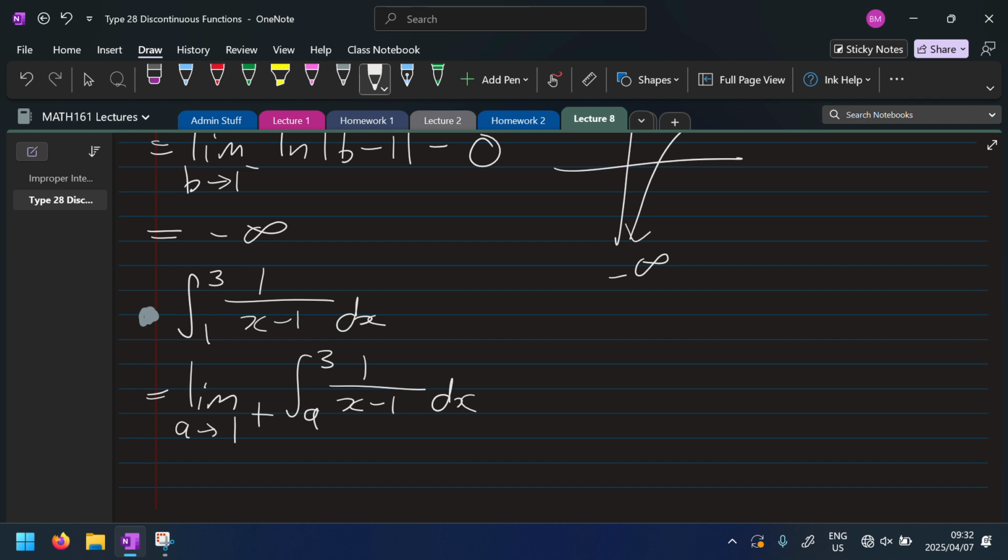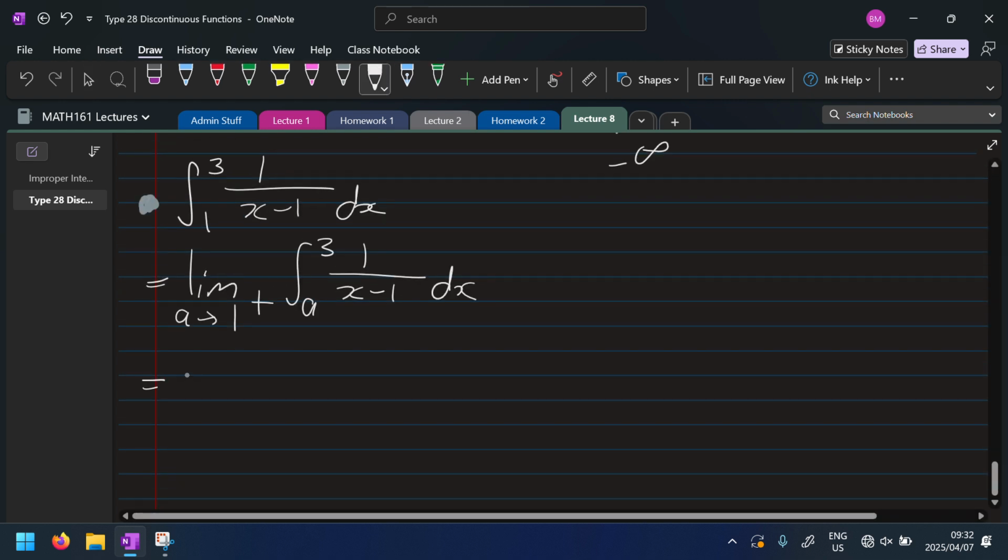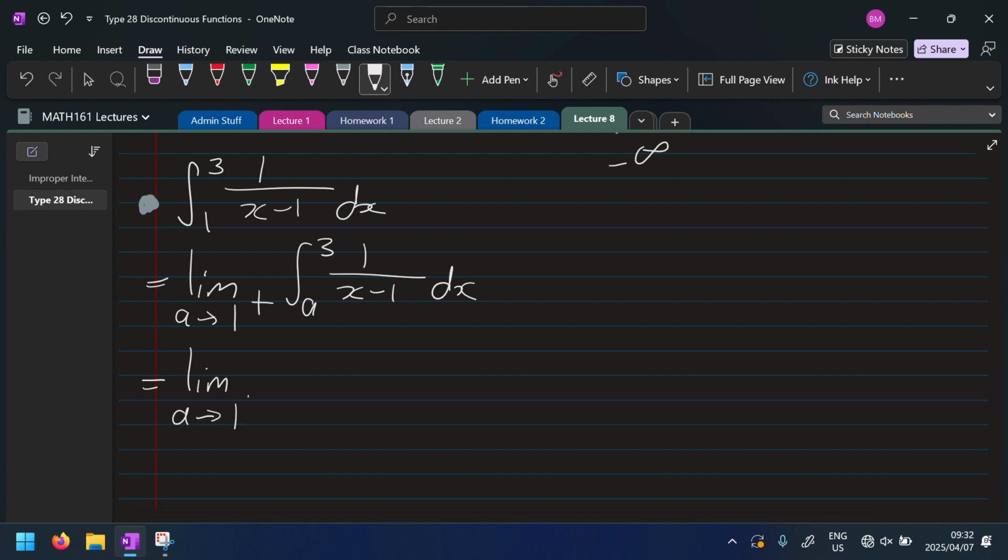That's a, not a 9. So that's a. And we just do it as normal, like we did before. Forget the limits, do the integral as normal, and then take the limit at the end. So this is going to be the limit as a goes to 1 plus. Natural log again, just as we did before, of x minus 1 from a to 3. And then the a we're going to take to 1.